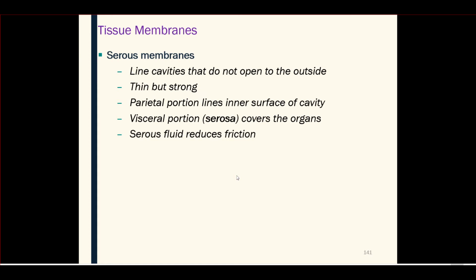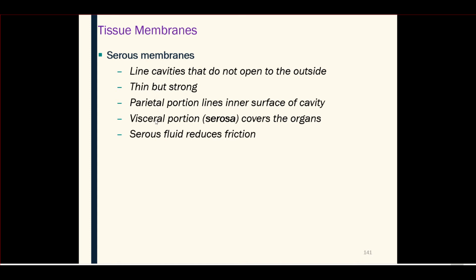This membrane, or these membranes, line any cavity that is not open to the outside world. So think about your body cavities that are inside. The two pleural cavities, which house the, again, if I was in class, I would ask you, which house the lungs. The pericardial cavity, which houses the heart, and then the abdominal pelvic cavity, which houses all the digestive and the reproductive organs, that type of thing. So all of those cavities are lined by this thin but strong serous membrane.